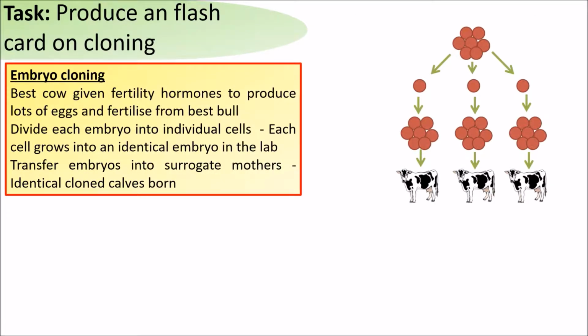The first way to produce clones is by embryo cloning. So, for instance, the best cow is given fertility hormones to produce lots of eggs that can be fertilized by the best bull. Each of these are allowed to develop into an embryo, which is then divided into individual cells. Each cell is allowed to grow into an embryo and then is implanted into surrogate mothers.